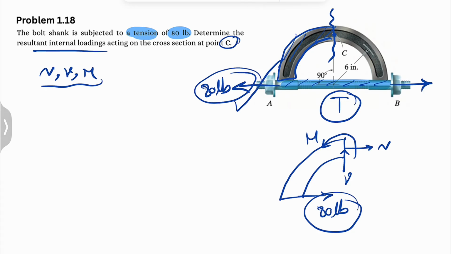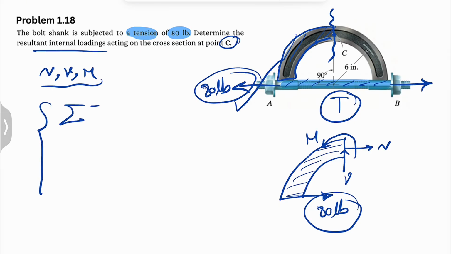Again, we figured this one out. It's to the left because we know that the bolt shank is in tension. Therefore, this force has to be in our free body diagram to the right. And that's the trickiest part of this question, just to figure out exactly where the direction of this 80 pounds is that is applying on this quarter part of this frame. And yeah, that's pretty much it.